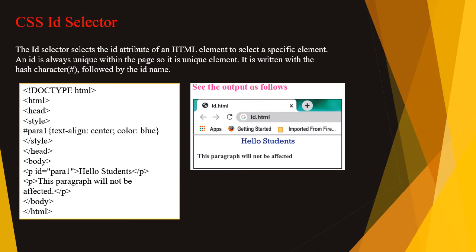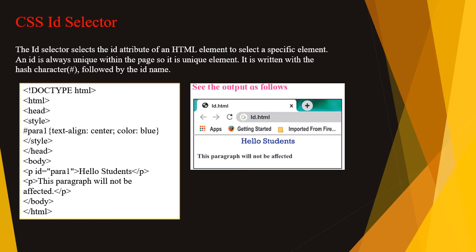Now, as we are using cascading style sheets, there are types of selectors also: ID and class selector. The ID selector selects the ID attribute of an HTML element to select a specific element. An ID is always unique within the page, so it is a unique element. It is written with the hash character. An ID selector starts with the hash character.